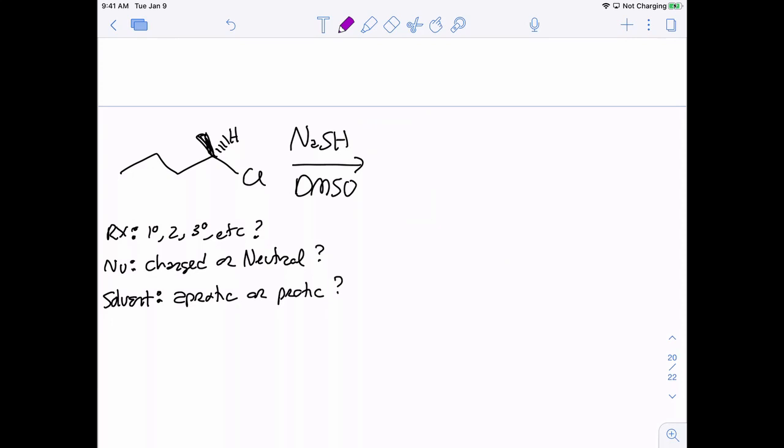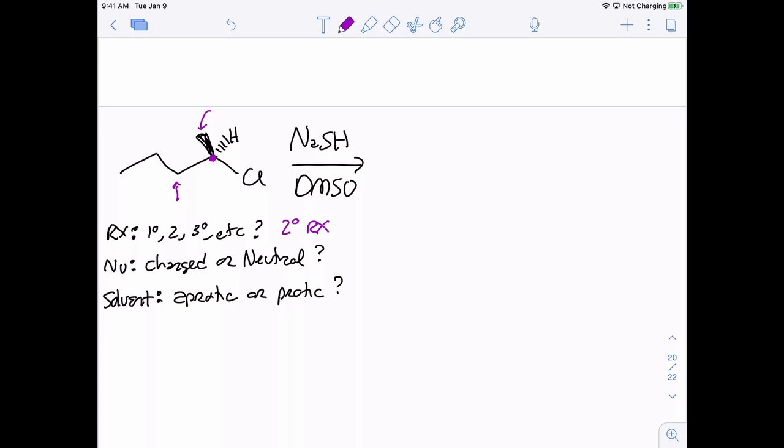So on this structure, my alkyl halide, the carbon right here that my chlorine is attached to is attached to two other carbons, this carbon here and then this methyl group. So it's a secondary alkyl halide. That doesn't actually help us a whole lot. Secondary is fine with both SN2 and SN1.